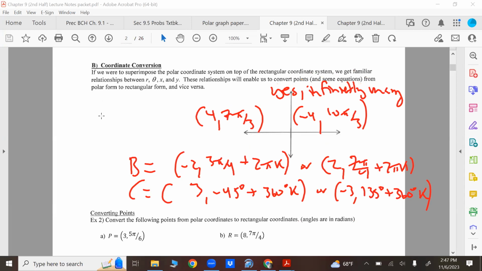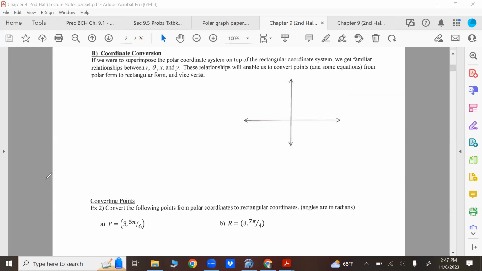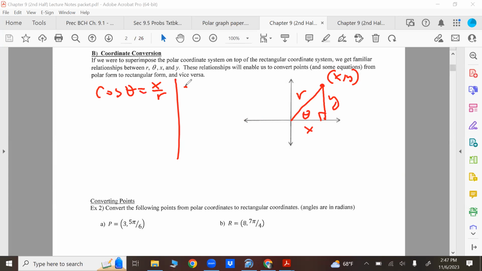So part B, coordinate conversion. If we were to superimpose the polar coordinate system on top of a rectangular coordinate system, we know this from the unit circle and trig. That's theta. This point here is (x, y). We know this. Cosine theta is x over r. That makes sense, right? Sine theta is y over r. That also makes sense. So what is x equal to, and what is y equal to?